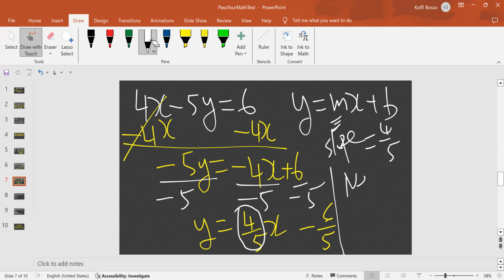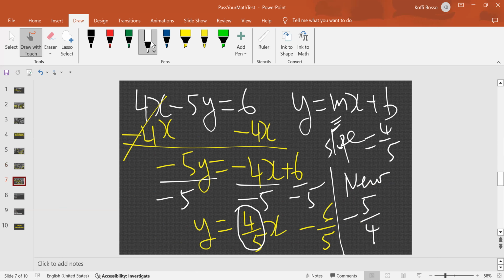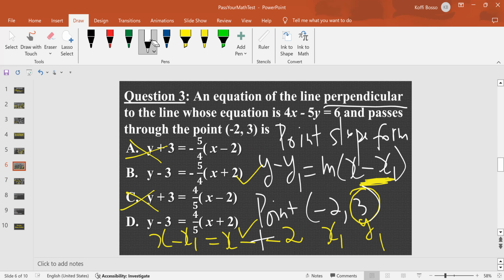That means what? My new slope is going to be what? Negative reciprocal. So it's going to be -5 over 4. Again, in the question, they say a line perpendicular. So perpendicular, we use negative reciprocal. So that means what? You change the sign of the first slope. Instead of a positive, that will be negative. And you flip it over. So the numerator becomes the denominator and the denominator becomes the numerator. Okay, so we're going to check the two equations left to see which one has a slope -5 over 4. And you will see that equation B is that one.